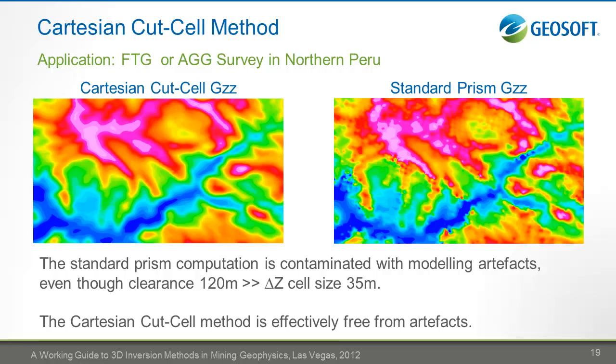Now this simulation was carried out at 120 metre clearance and the vertical cell size is 35 metres. So the survey is nearly 4 times higher than the vertical cell size. You can see that even something that you might think was a reasonable distance from the cells themselves is in fact still corrupted with this prism noise. So this emphasizes that the Cartesian cut cell method works very nicely in any areas of terrain.